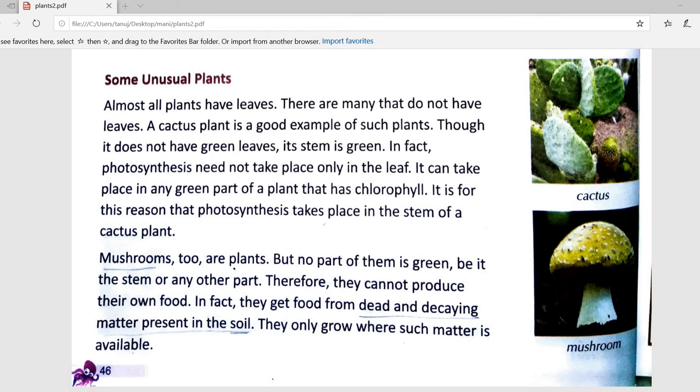So we can say the mushroom does not have any green part in its body, so it is not able to prepare its food, and it depends on dead and decaying matter. So it is a non-green plant.